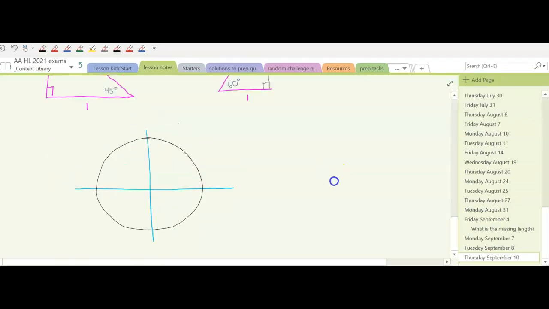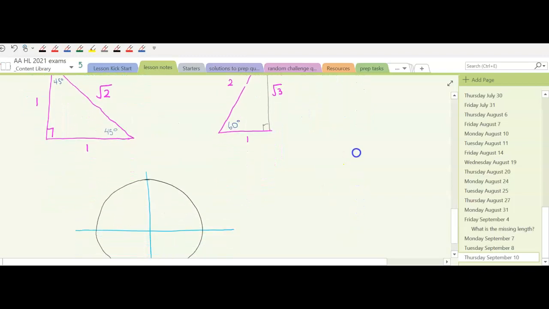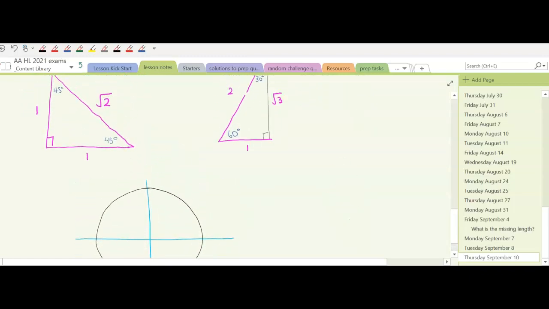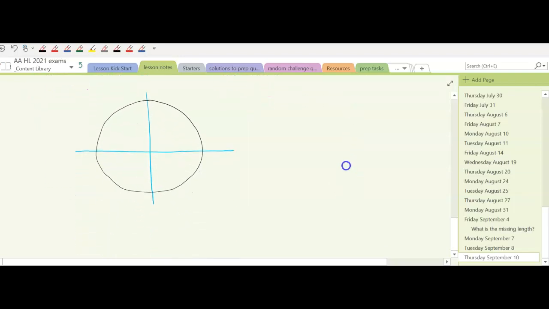Okay, so now we've explained how these trig values are accessed. We're going to use these a lot, right? But this is where they're coming from. Whenever we refer to the exact trig values, they're coming out of those two triangles, and they're referring to angles of 30, 45, and 60.